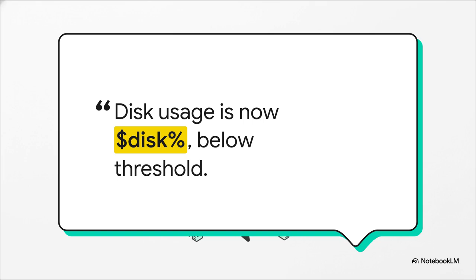And finally, once the cleanup has worked its magic and the disk usage drops below 70%, the loop's condition, is disk usage less than the threshold, finally becomes true. The loop stops, and the script prints out this beautiful, satisfying success message, letting you know the job is done and everything's back to normal.